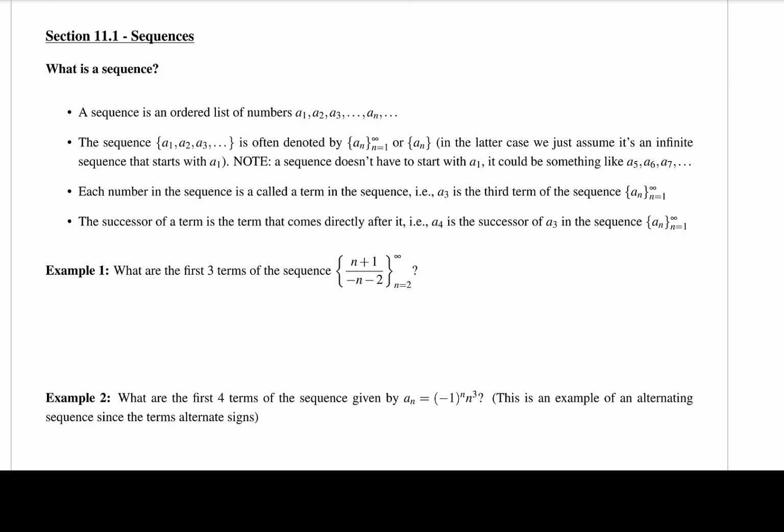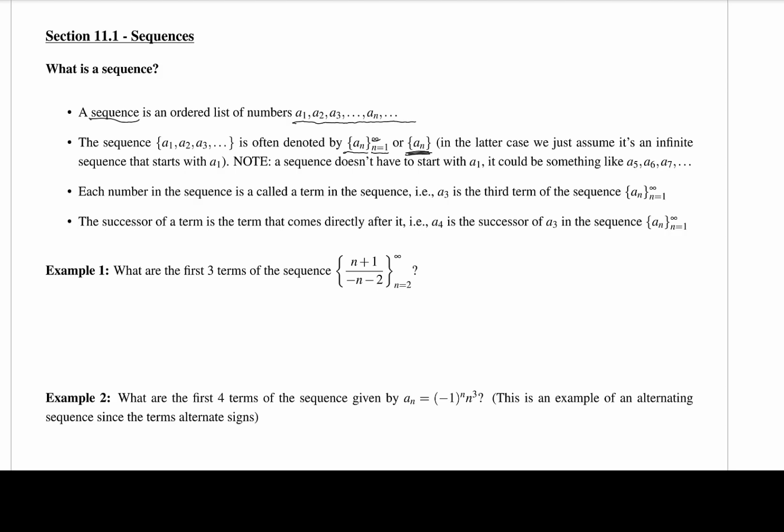So first, starting off with some definitions we need to get comfortable with. A sequence is going to be an ordered list of numbers, A1, A2, A3, all the way up to AN, maybe on forever, right? So if I take the numbers 1, 2, 3, 4, 5, going on forever, that's a sequence of numbers. We often denote it by this curly bracket AN, and then we put n equals 1 to infinity. We could do something like n equals 0 to infinity, n equals 3 to infinity. It doesn't matter where we start. But if we don't write where we start, it is just assumed, like in this case, that we are starting with n equals 1.